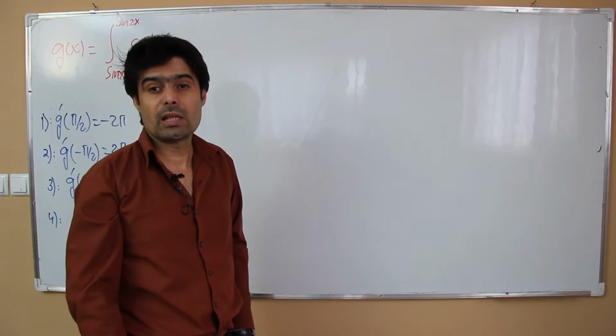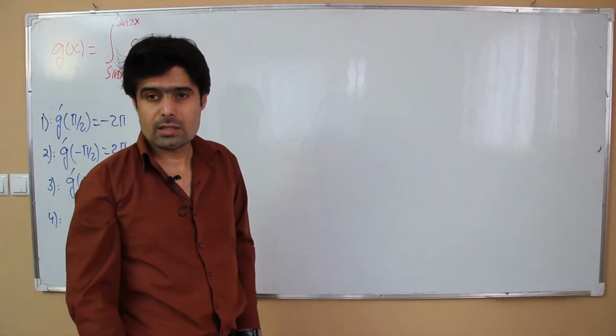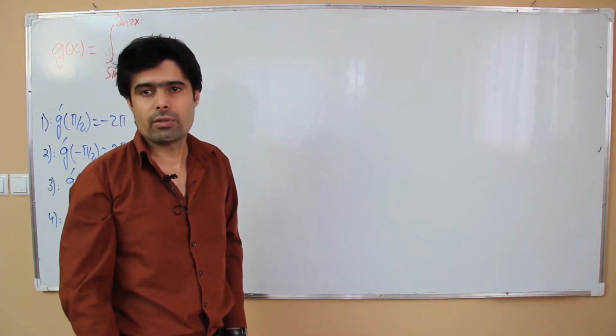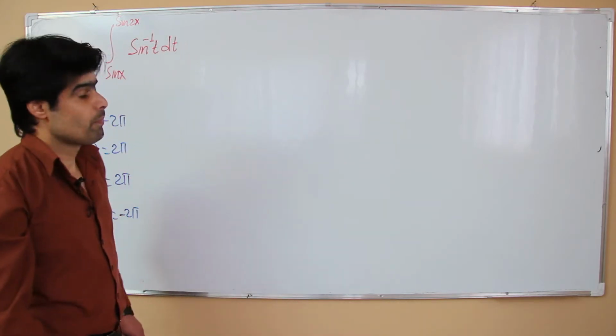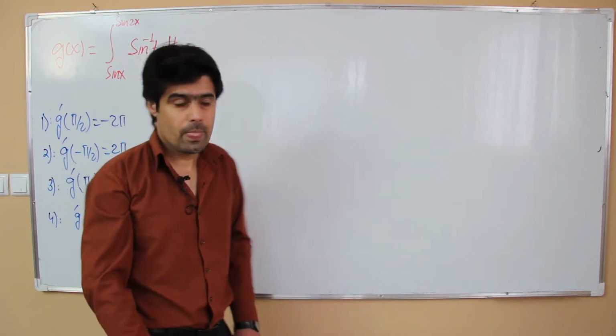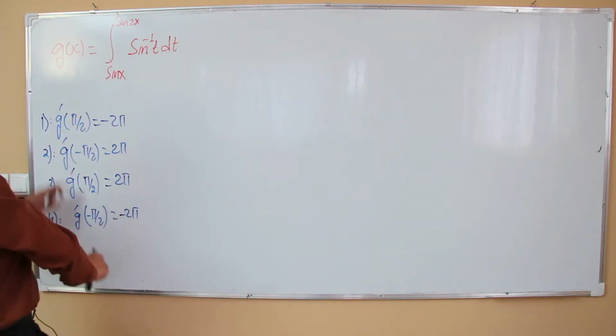It means it's a multiple choice. Maybe one answer is correct, maybe two answers, or maybe three or four, or maybe none of them. Now, how can we solve? We have two options or two choices. First, we have this function.